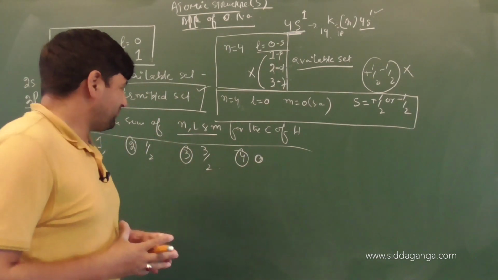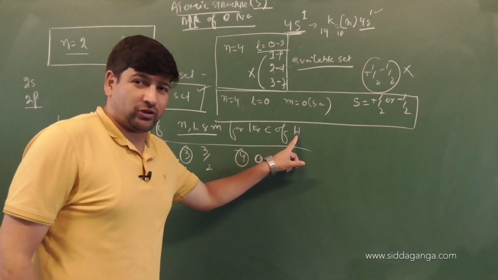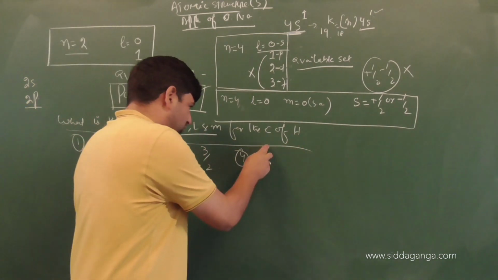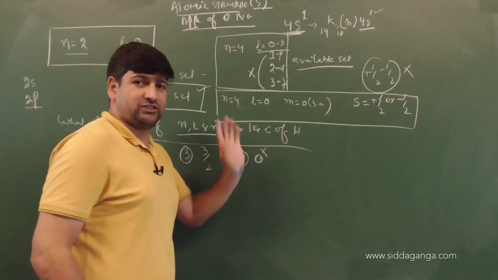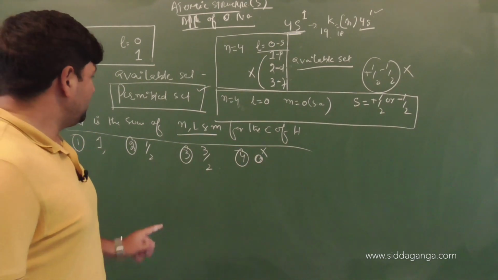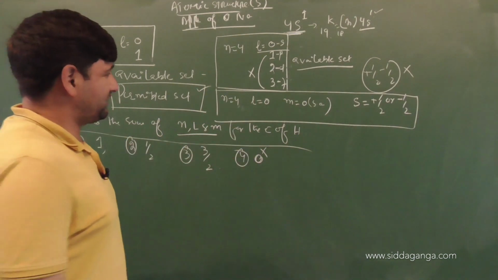Now you can see that because hydrogen has one electron in it, the sum of N, L and M is not possible to be 0. So this option is eliminated. It's not possible to have 0 as our option. Now let's have a look at the hydrogen atom's electronic configuration.